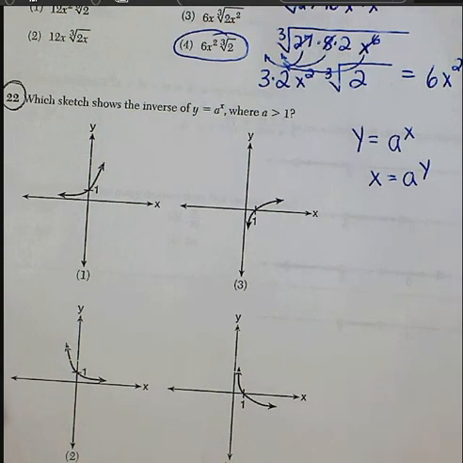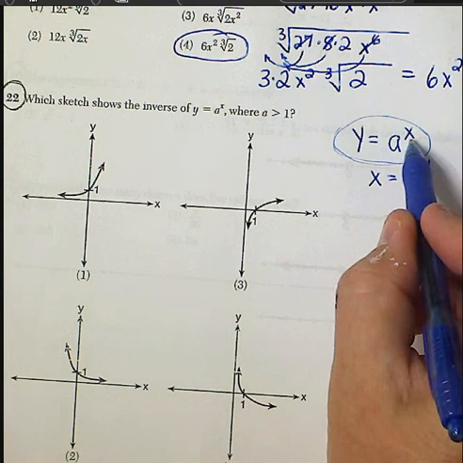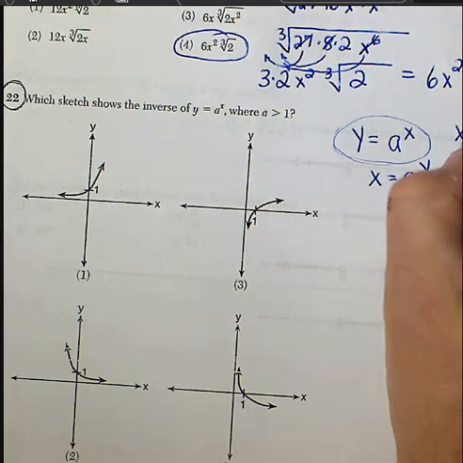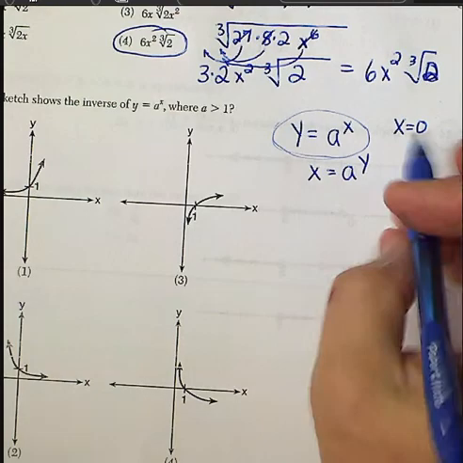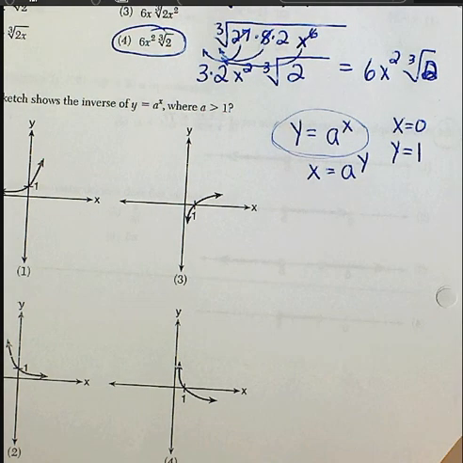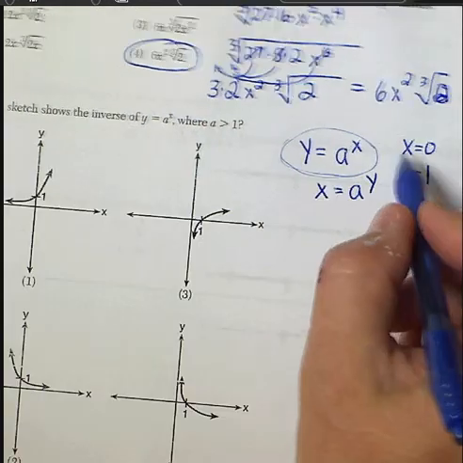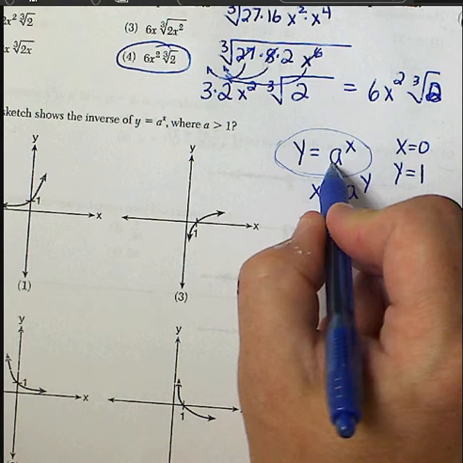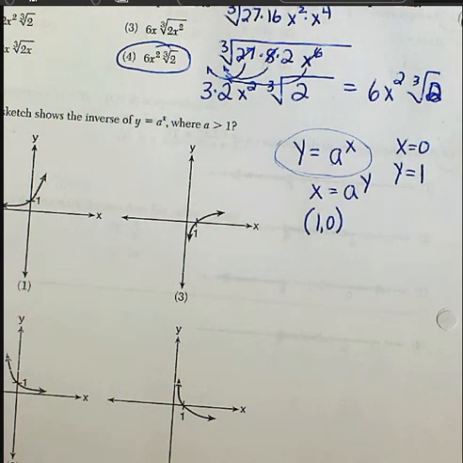One of the ways we can quickly do this is to find a point that would be on this curve. Let x equal, let's say, 0. That's a good place to start. If x is 0, then y is going to be 1, since anything to the 0 power is 1. So you're going to have the point 0, 1 on your graph. If 0, 1 is on the graph of the original function, then the point 1, 0 is going to be on the graph of your inverse, just switching x and y.